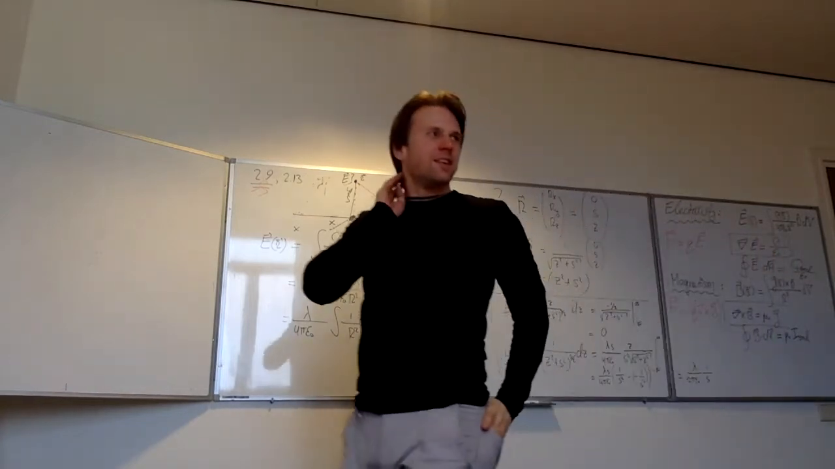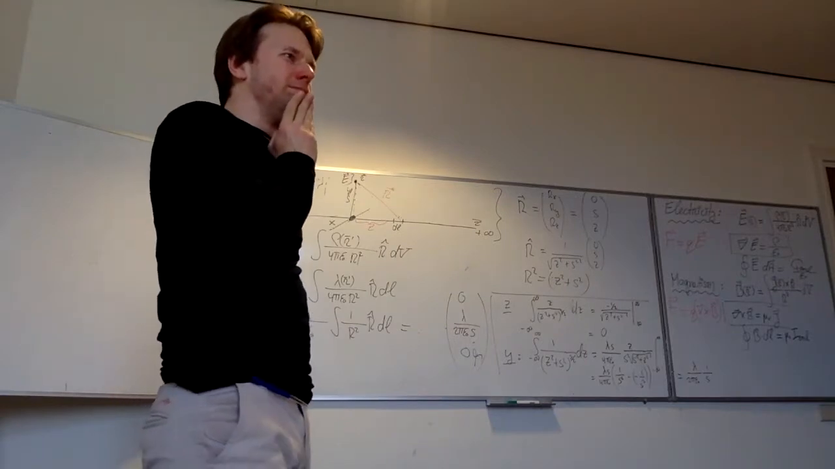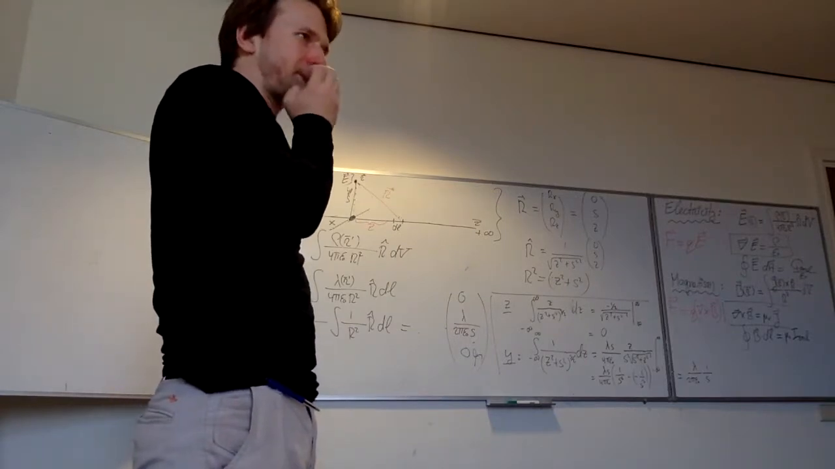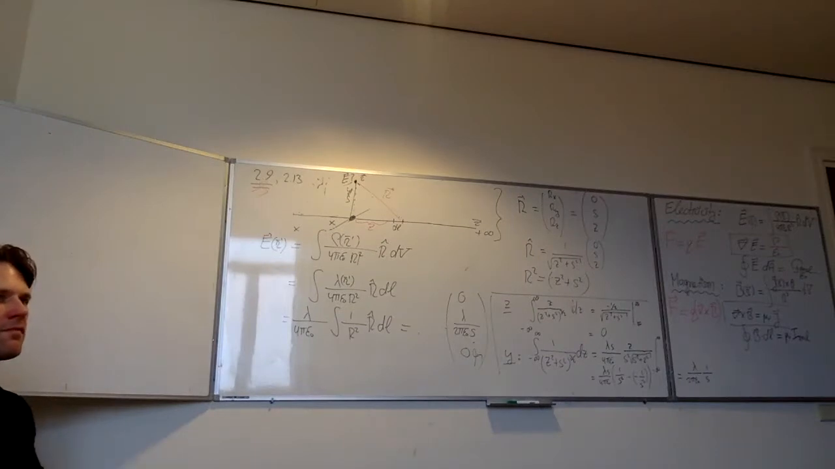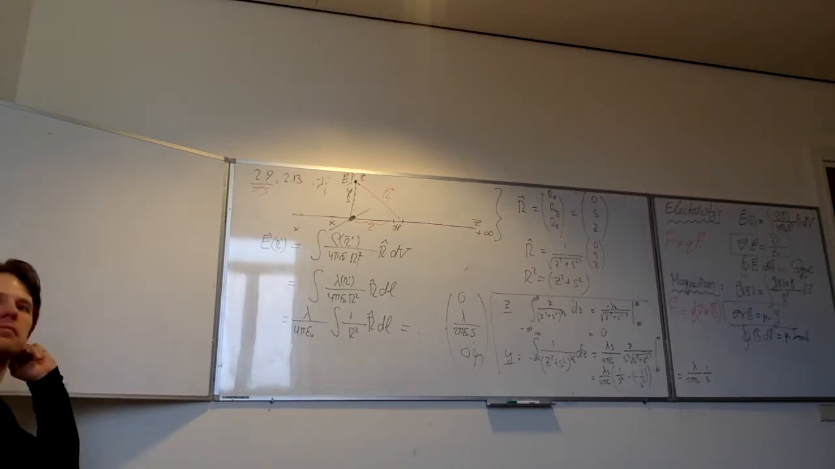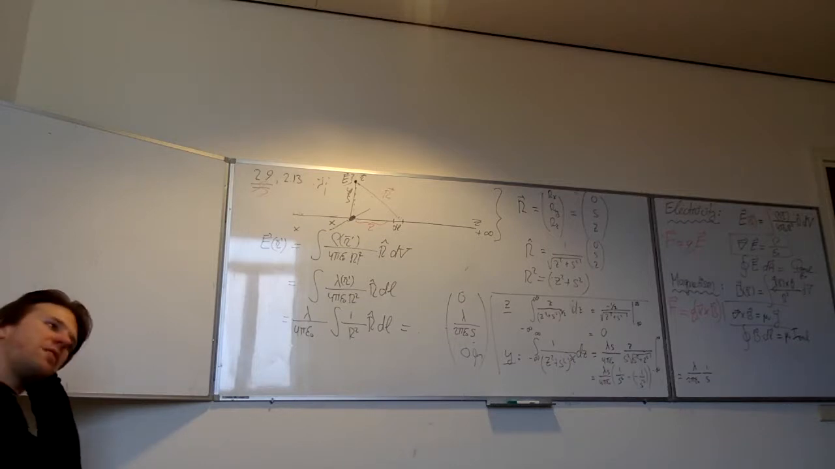Could it be that since it's an infinite wire, the Z components cancel out, but the Y components, like the actual electric field, add up, and therefore you've got a larger electric field? Oh, you know what? That might actually be... I think I understand that argument. It might be true. Yeah.